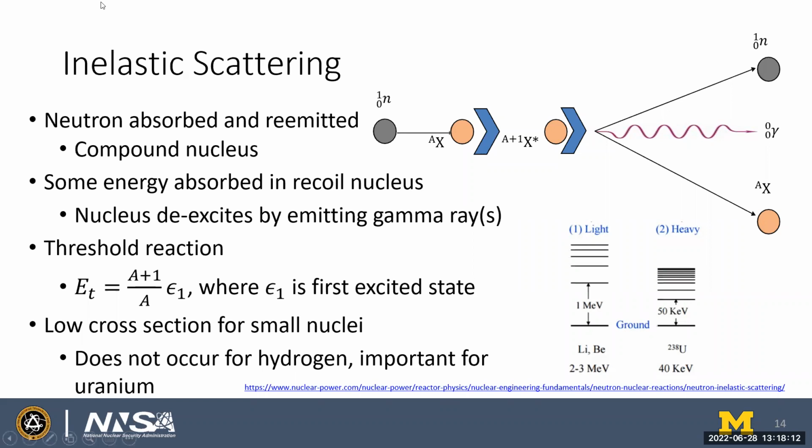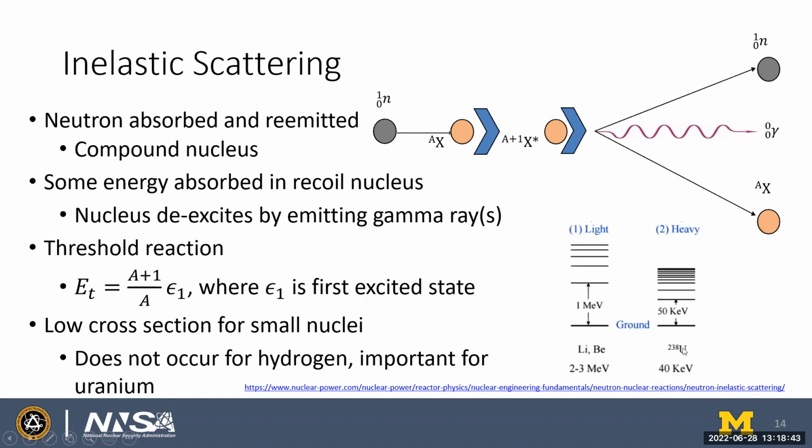This inelastic scattering reaction requires much larger incident neutron energy than elastic scattering. That can happen at very low energies. So we have to meet some sort of threshold depending on the nucleus. You can see a few examples on the bottom right. We see lithium and beryllium on the left require 2 to 3 MeV for that excitation state. You have to get it at least to the first excitation state of 1 MeV.